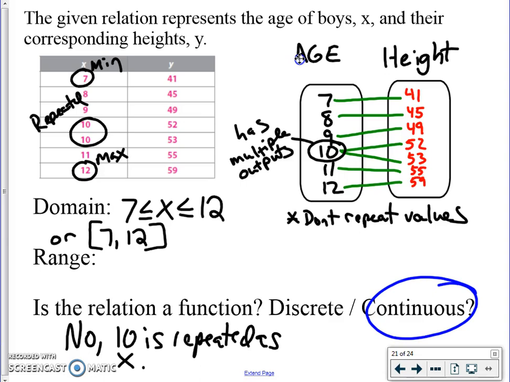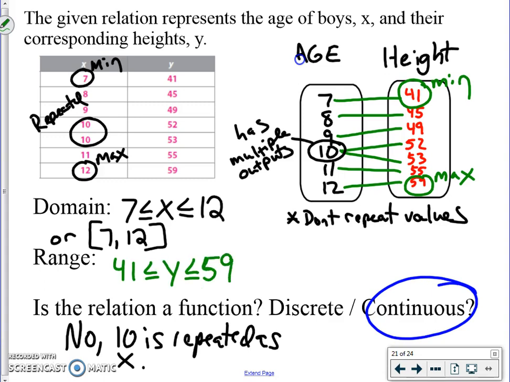My range, my minimum value is 41, my max is 59, so I can write this as an inequality of 41 is less than or equal to y, which is less than or equal to 59, and again, interval notation of 41 to 59. And that's how I would do this one.